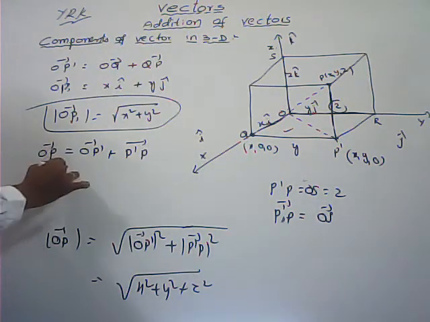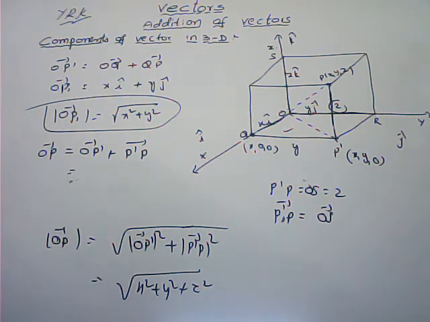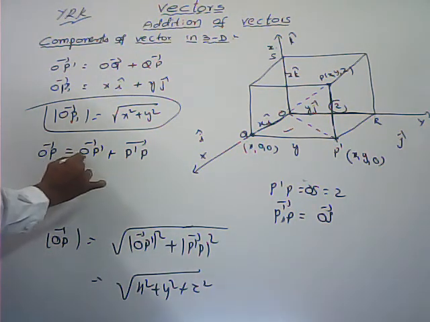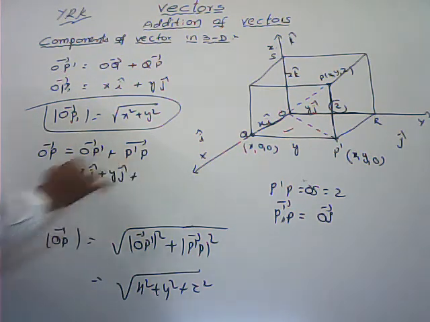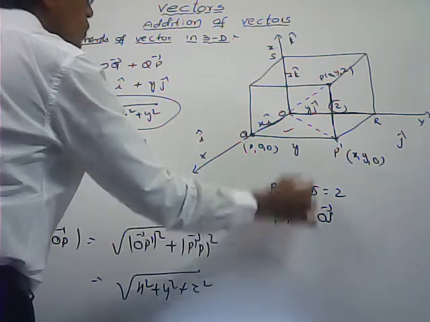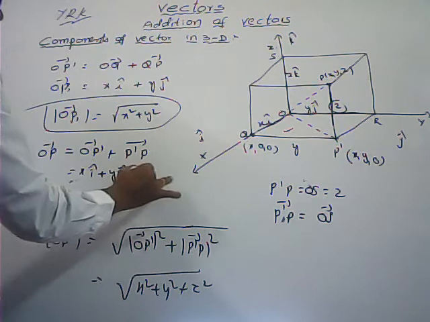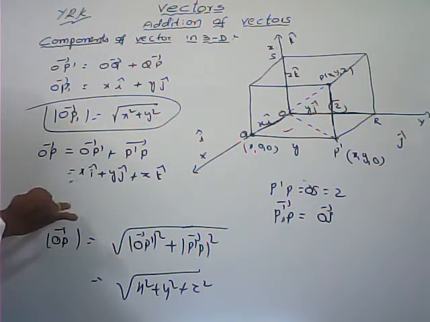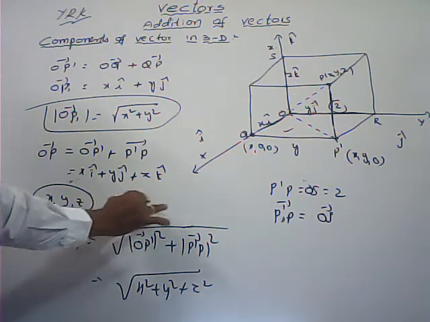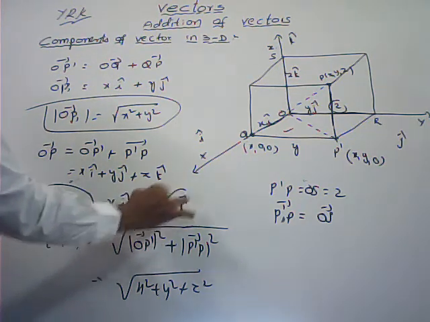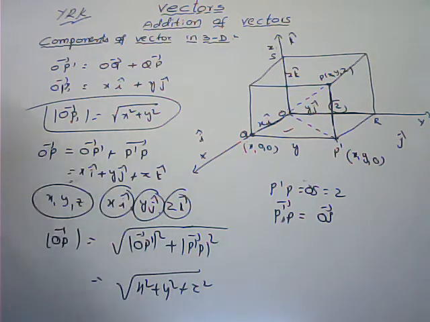Now OP bar, what are the scalar and vector components of that vector? Here OP dash bar I have already written as x i cap plus y j cap, plus P dash P bar, which is equal to OS bar, that is equal to z into k cap. Here x, y, z we say those are the scalar components of the vector OP bar, and x i cap, y j cap and z k cap, those we say vector components of that vector. These are the scalar components and these are the vector components of the point vector OP bar.